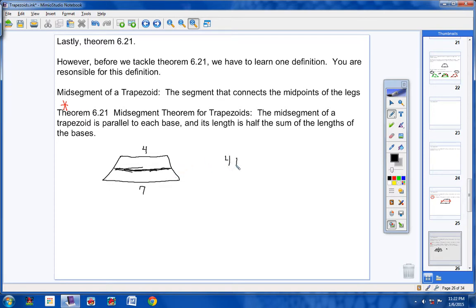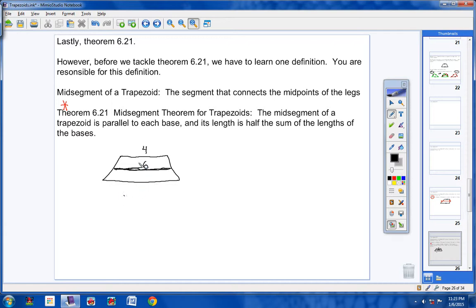You would say 4 plus 7 equals 11. Then take your 11, divide it by 2, and you would get 5.5. So there you go. You found the length of the mid-segment. It's 5.5, okay? Now I've got a question for you. Can you find the length of one of the missing bases? If I told you that 4 is one of your bases, and the mid-segment is, let's see, 6. Can you find this other base?